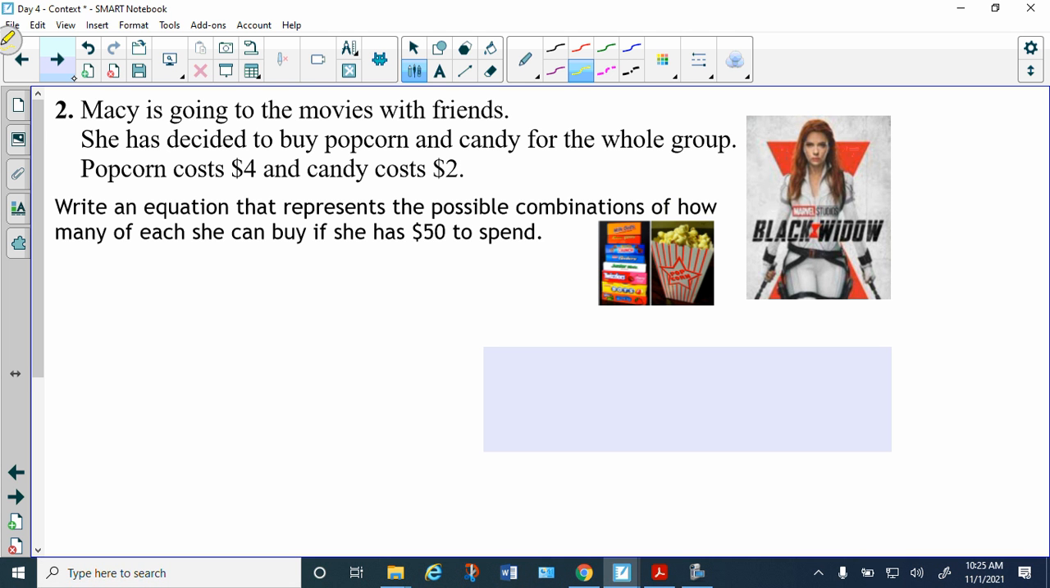So this is different, right? I don't see a slope. I don't see a y-intercept. I'm really confused about this. And so then I remember, oh, you know what? This is going to be like standard form.